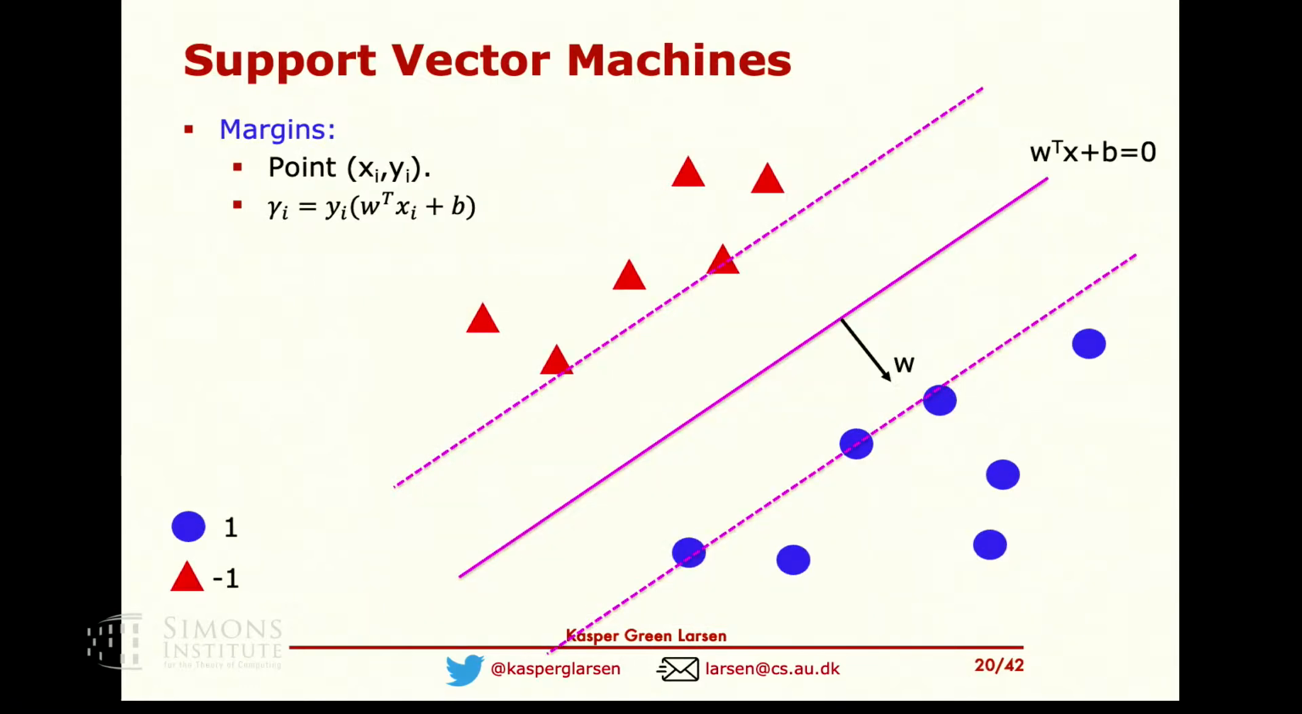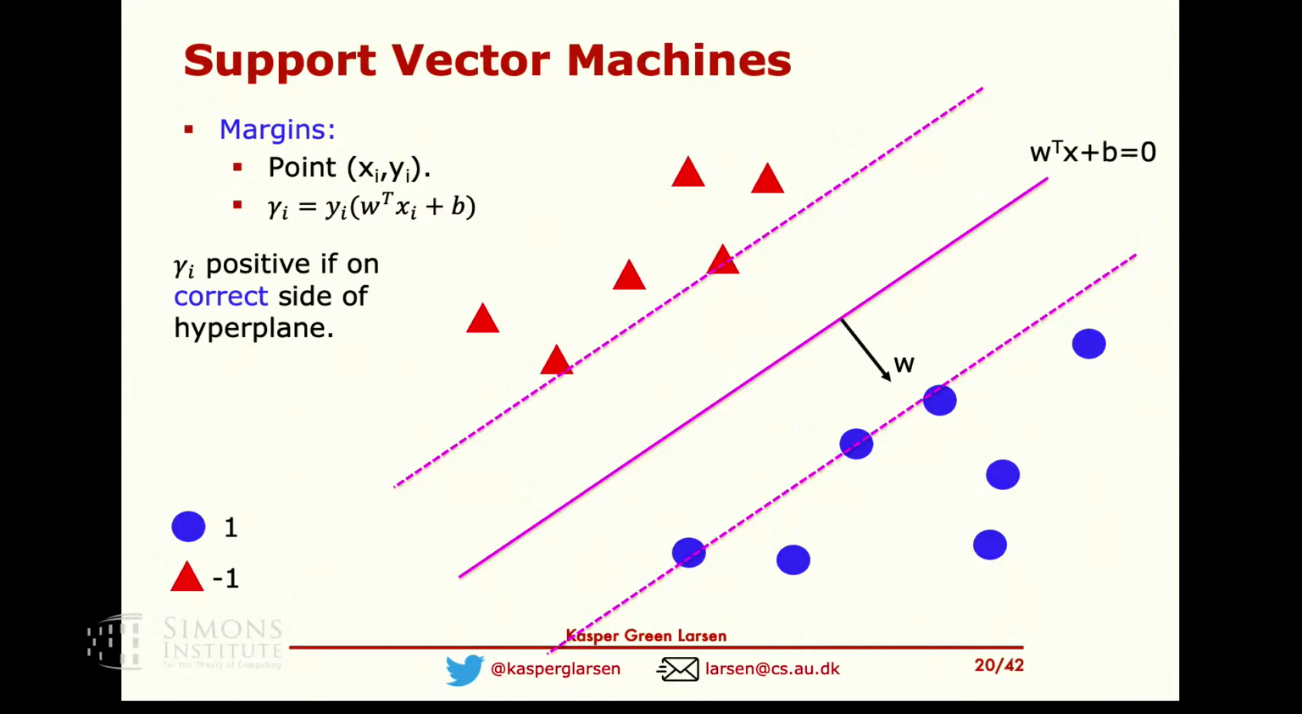Then the margin on a training point, xi, yi, is just: you look at whatever you would predict, the signed distance from the hyperplane, you multiply it with the label yi, and this value is what we call your margin. So it's still a signed distance, but multiplied with the label.